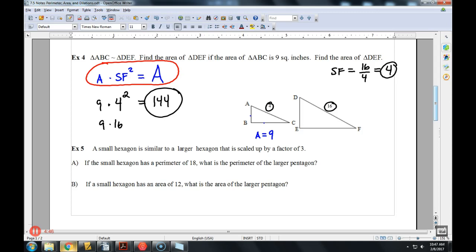Alright, so example 5. A small hexagon is similar to a larger hexagon scaled up by a factor of 3. Let's just kind of sketch that. So I have a small hexagon. Hexagon means 6 sides. Actually, I don't know the area yet. I just know I have a small hexagon. And then I know I have a larger hexagon where all the dimensions got multiplied by 3.